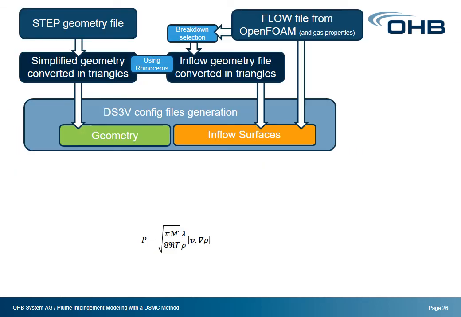we used a lot of Python scripts. First, on the right, from the flow files of OpenFOAM we choose a breakdown surface and convert it into triangles so DS3V can read it. At the same time, we take the STEP geometry file provided by the satellite and simplify it into different triangles. Then we have the DS3V configuration files ready. Again, all of this is done with Python. This is what I call Open Plume DSMC, which prepares the inputs for DS3V, and DS3V is then able to do the calculations.